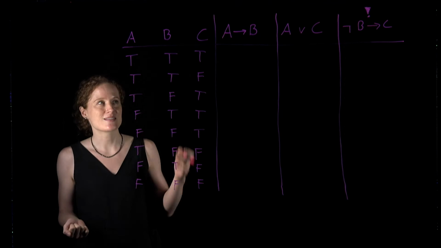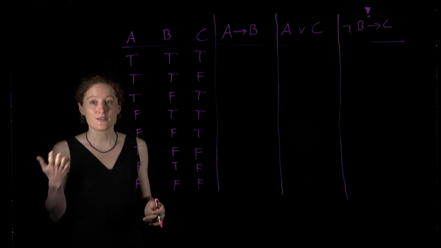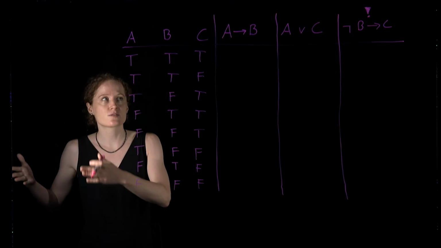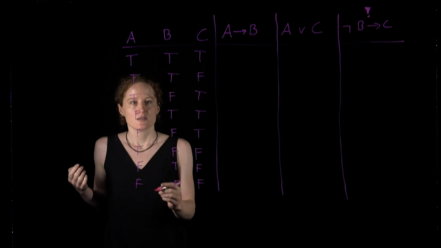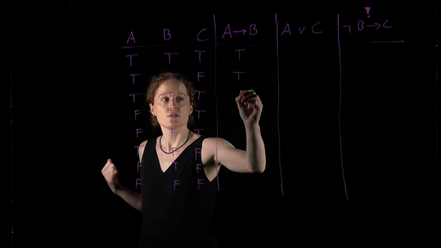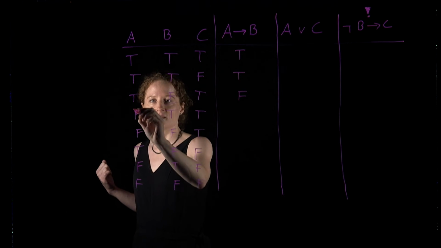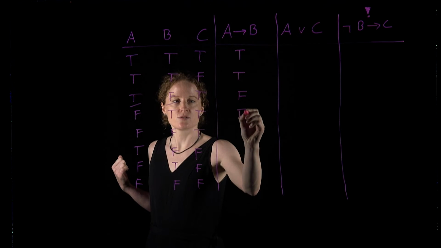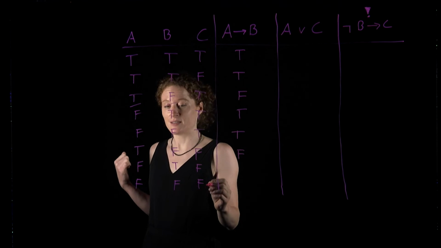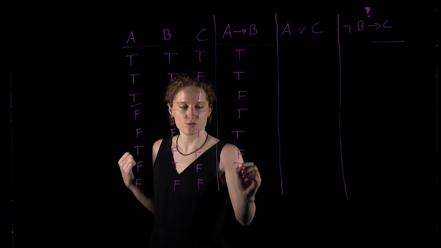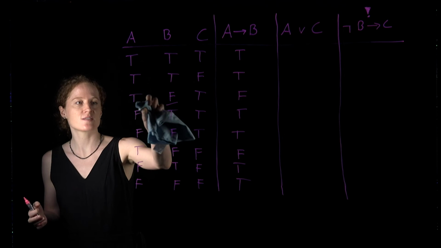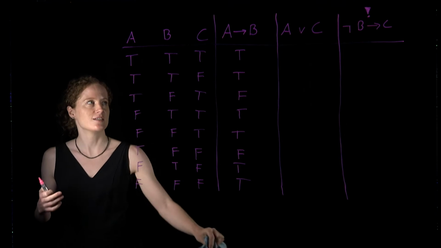Let's start with the first premise, if A, then B. Now, a conditional if A then B is false in only one case. It's false when A is true and B is false. So let's see. In the first row, this is true, true, false, because we have this F and this T. True, true, false. Again, we have an F, a T, and an F. True, and true. Okay, so that's the assessment column for our first premise, which is a conditional.